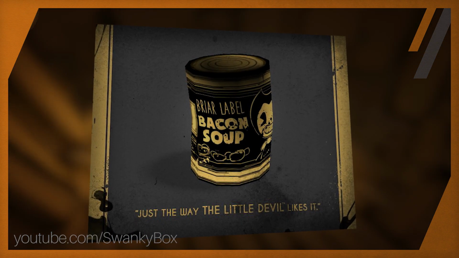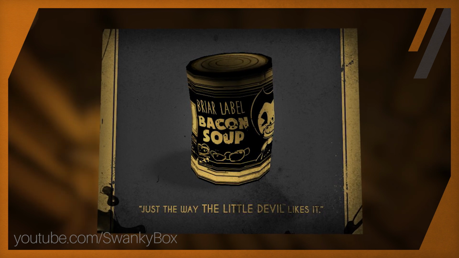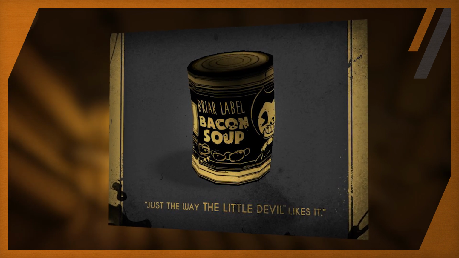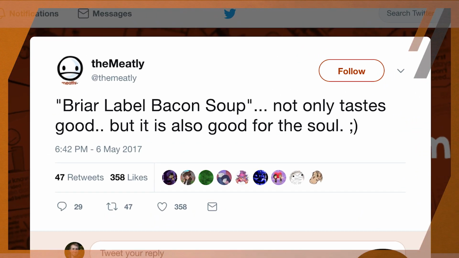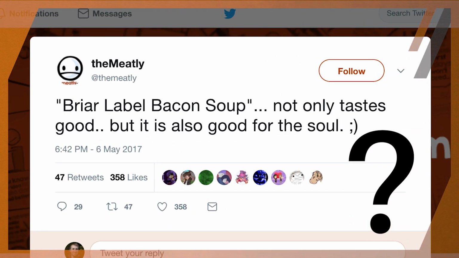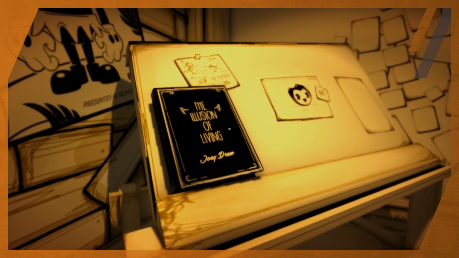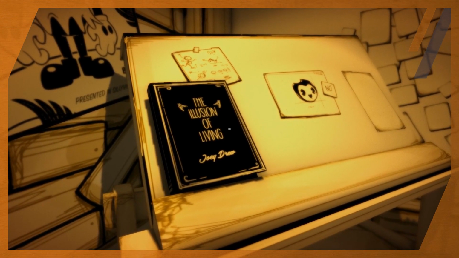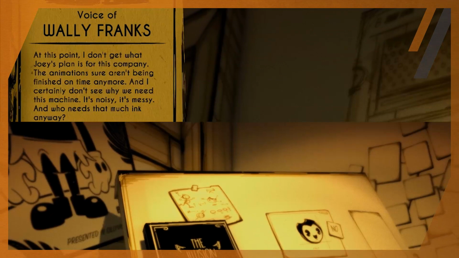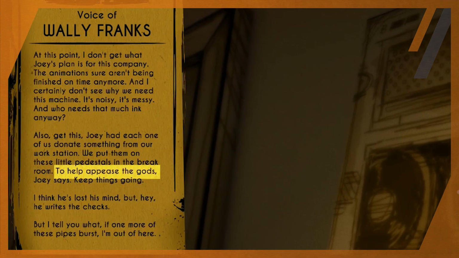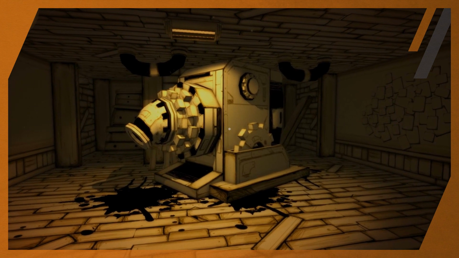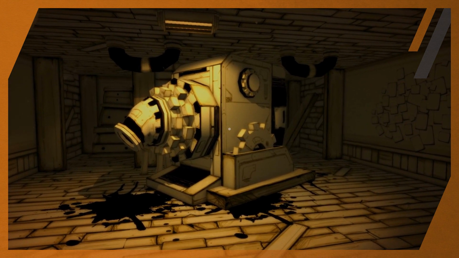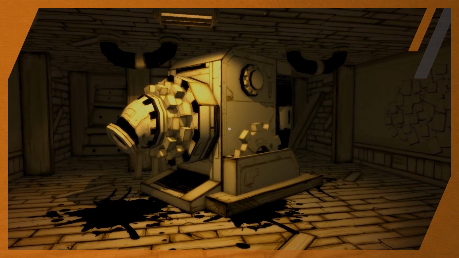The cans are twisted and contorted a bit, which makes me think the contents are questionable. The Meatly on Twitter even stated that it's good for the body and soul. It makes me wonder from whose perspective this is coming from though. If it was Joey's, good for the soul carries a totally different meaning. I mean, the guy went off on the deep end forcing his employees to appease the gods. He then went on to build a devilish machine. So, in my eyes, that's a huge red flag screaming, this isn't good for anyone.